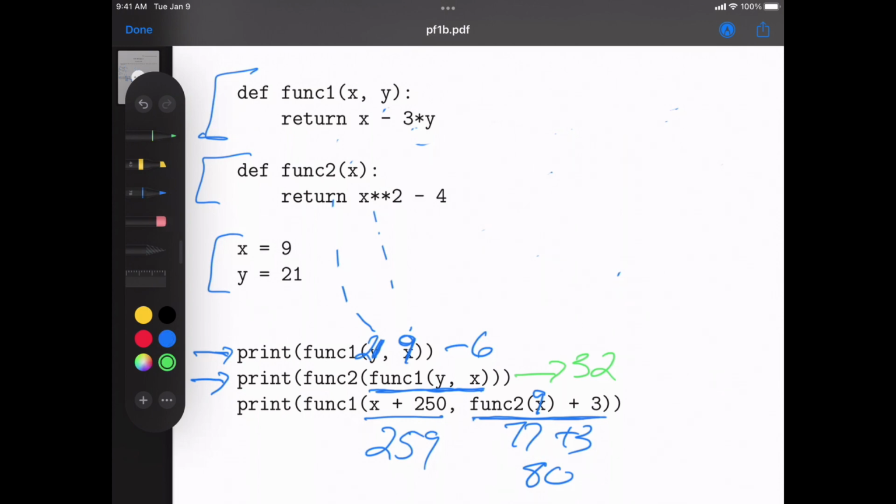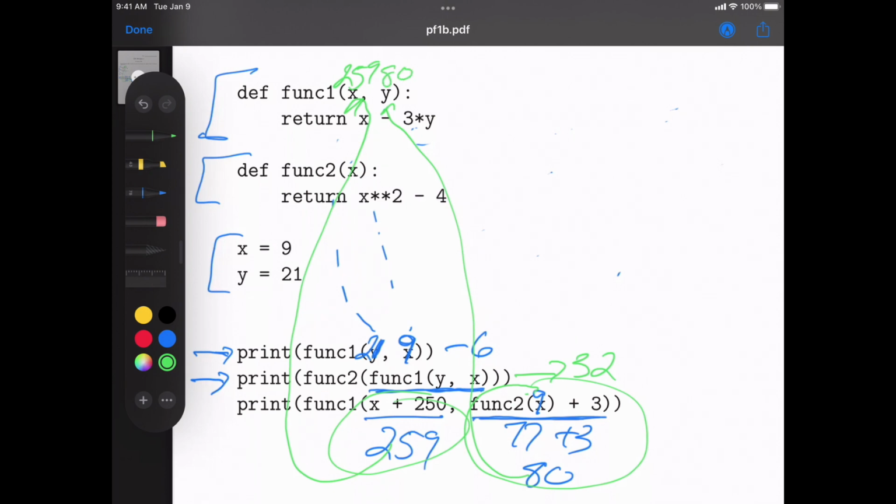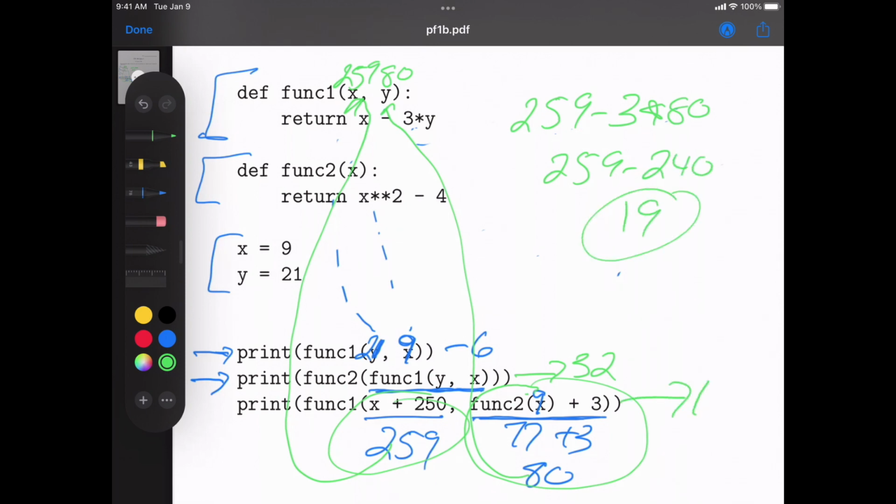If we go by position again, the first parameter here, 259, goes into x. The second parameter here, which is 80, goes into y. So now we have 259 minus 3 times 80, which is 259 minus 240, or 19 for the third line.